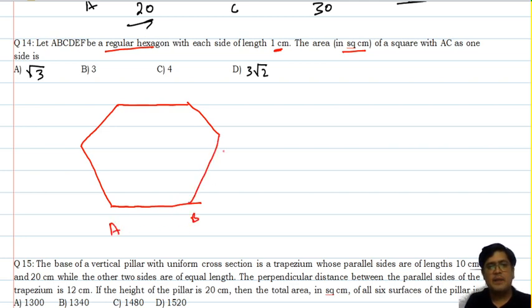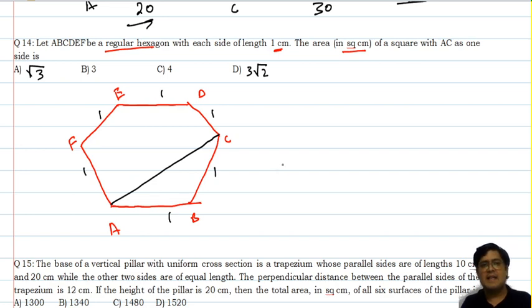A, B, C, D, E, and F. We want to use AC as one of the sides of the square. These are all 1, 1, 1, 1, 1. So if I can find AC, I can simply square it. I will have the area of the square.